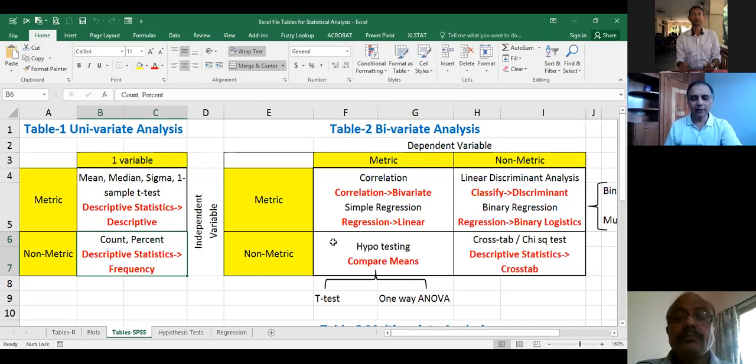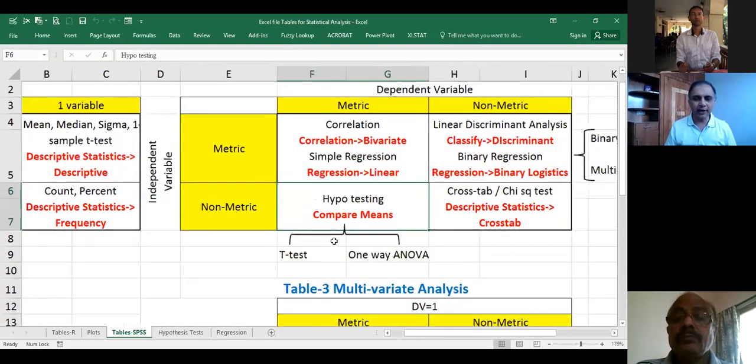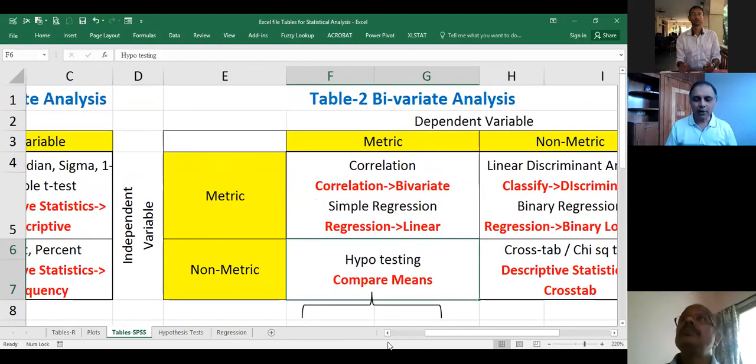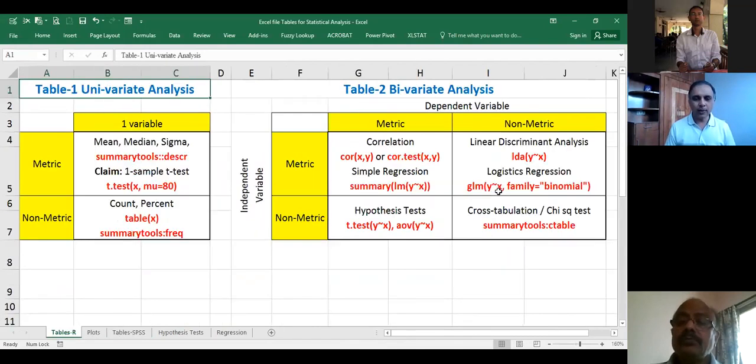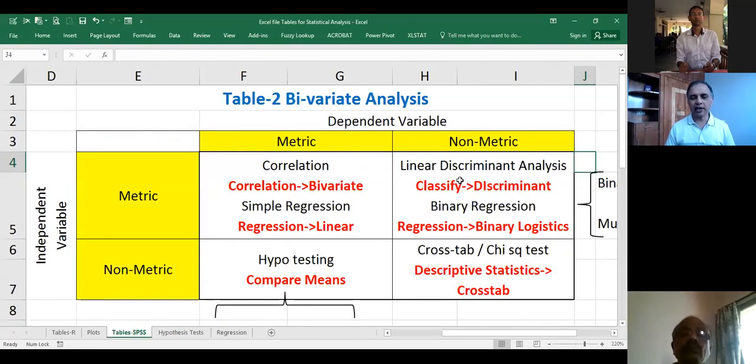If it's bivariate, friends, let me zoom this portion a little bit. If you have bivariate analysis, you may ask what is there in the red? The red one is the address of where you can find this in SPSS. Since I take workshops on SPSS and RStudio, I have made a similar file for RStudio also. This one is for RStudio. These are the names of the commands: t.test, summary tools, cor, lda, etc. And these are for SPSS. Let's discuss them one by one and then we will stop here.